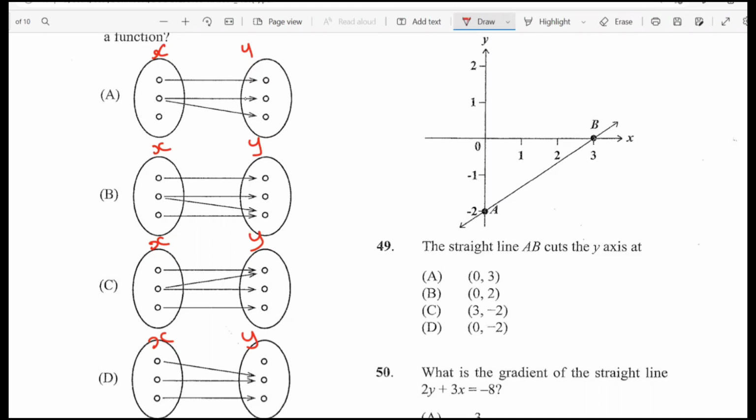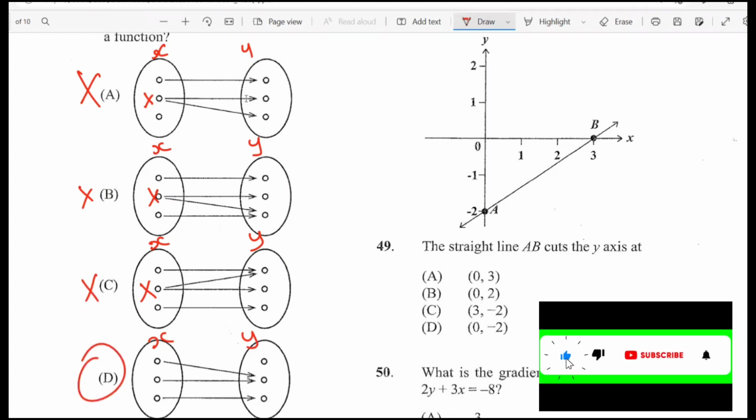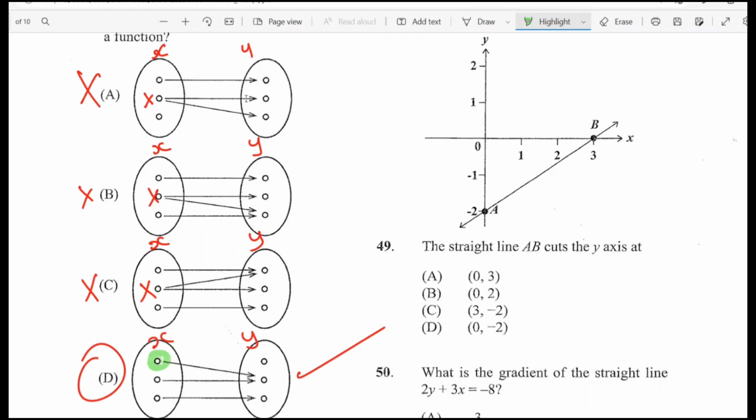So if you see a particular element from the X with more than one arrow moving from where it is, it's not a function. For example, this would have spoiled it, not a function. This would have spoiled that one, not a function. This would have spoiled that one, not a function. And if you observe this, which is D, which is the answer, you're seeing that we only have one thing coming from that element, one coming from here, one coming from there.